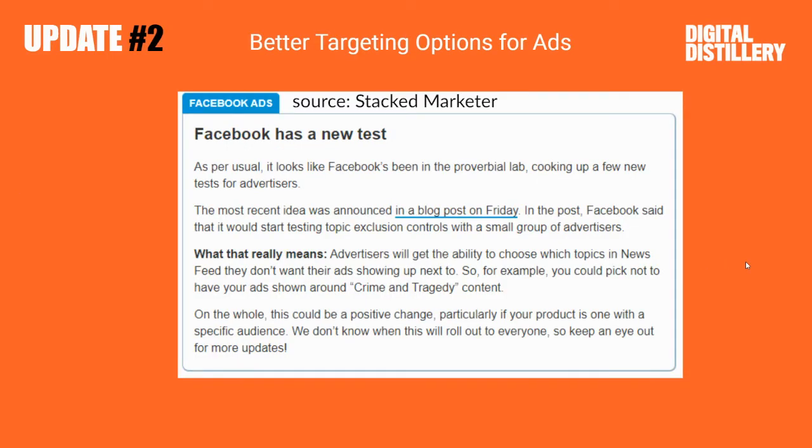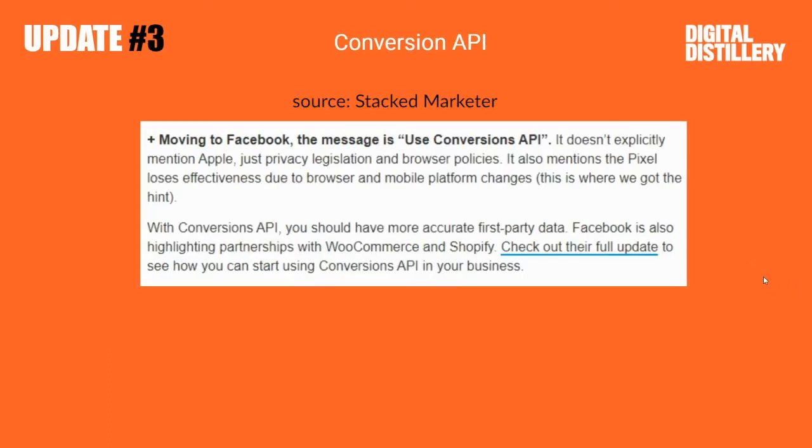Next, we got better targeting options for your ads. This is a new thing that's going into testing with a small group of advertisers to allow them to choose which topics in a newsfeed they do not want their ads showing up to. So there was some control in the audience network where you could have a little bit of control over where your ads are showing up. But now this is specifically for the newsfeed and the types of content that you do not want your ads showing up next to.